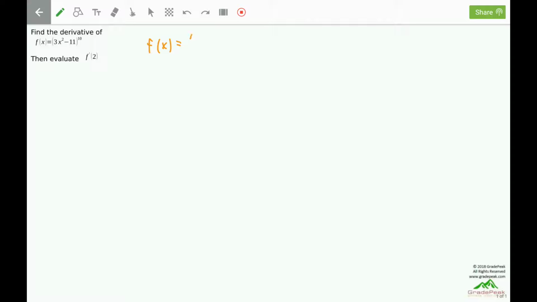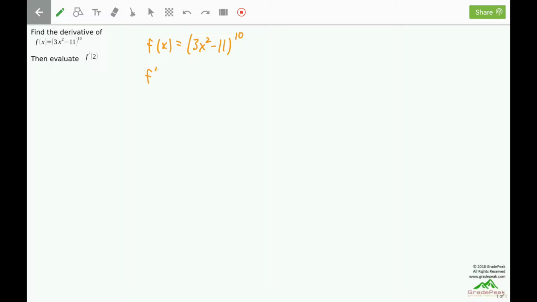F of x here is made up of an entire expression raised to the 10th power. So we'll need to use the chain rule for the derivative. The outermost function is the 10th power. Everything's raised to the 10th. But what's raised to the 10th is not just an x, but an entire expression.